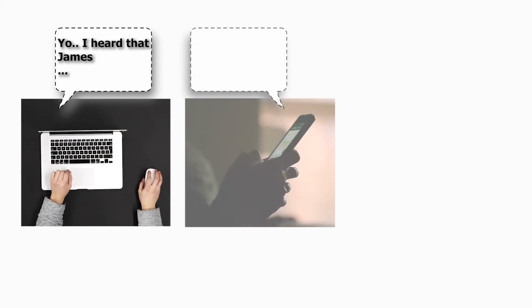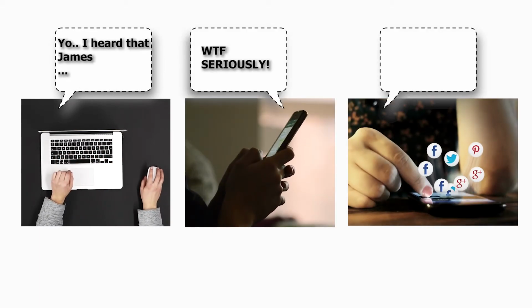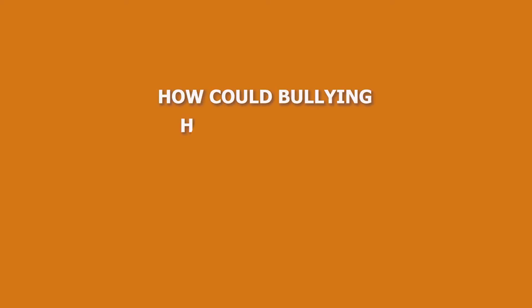Bullying can be carried out in a variety of ways, including through email, text messaging, internet chat rooms or other social media channels. How could bullying harm workers? Bullying can affect the health and well-being of workers in many possible ways.